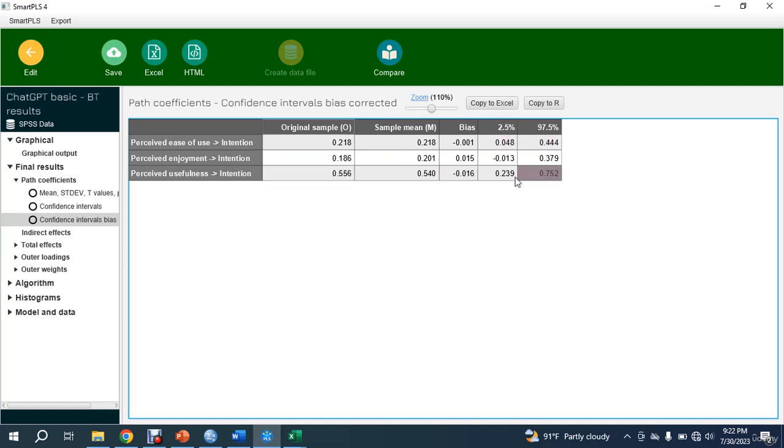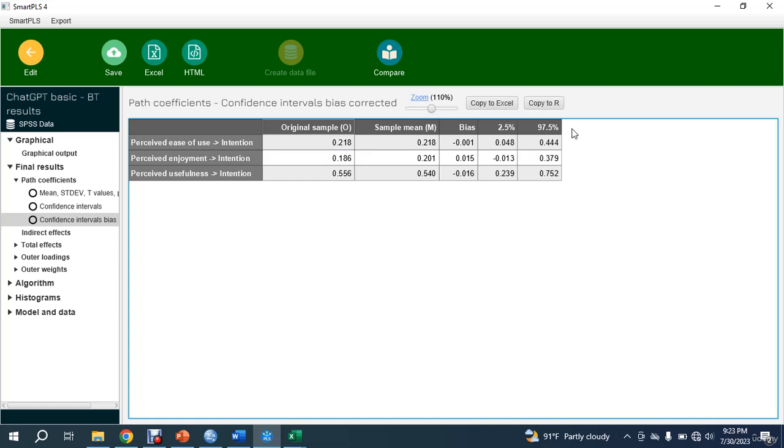The same goes for usefulness. There is no zero between these two, that means both values are in the same direction. But here a minus is there, that means it is not significant. The lower bound is minus, the upper bound is plus. That means this path coefficient will fall between these two values. That means in the population it may sometimes be 0, because 0 is between these two values. That's why it is not significant.